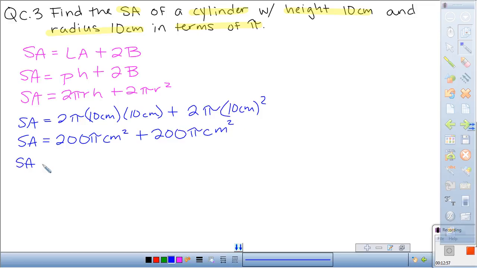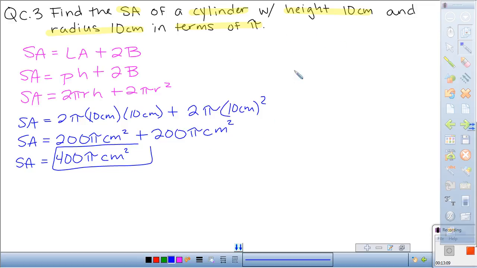Finally, we need to combine like terms. We need to add these two together. 200 pi centimeters squared plus 200 pi centimeters squared, 400 pi centimeters squared. Now, both of these problems were fairly simple. They gave us everything we needed.